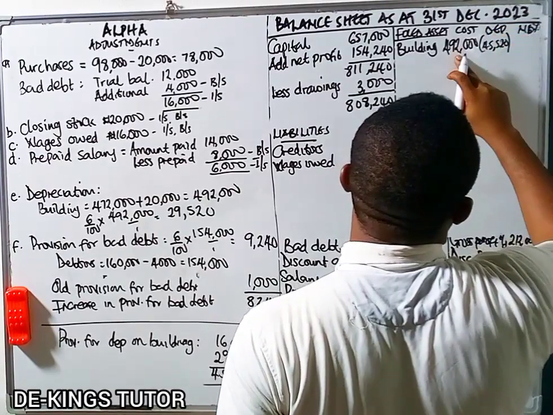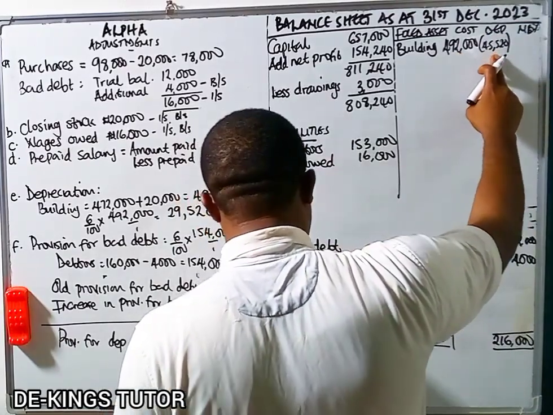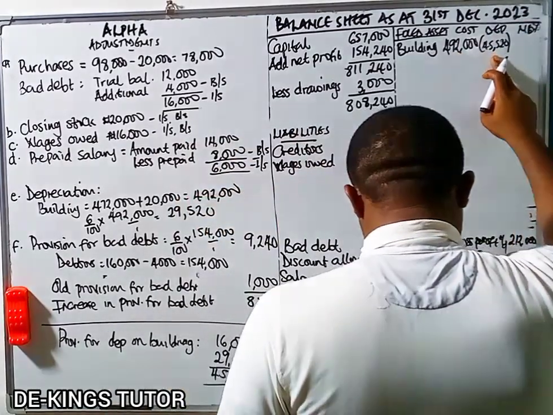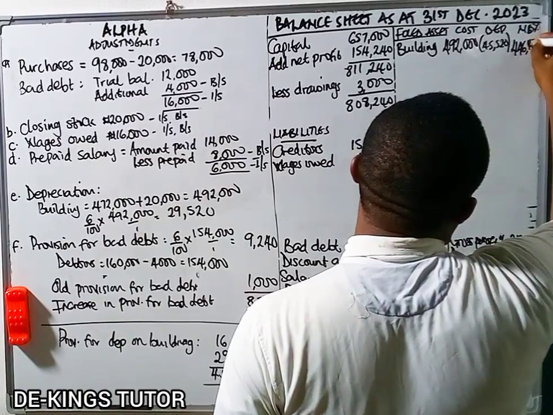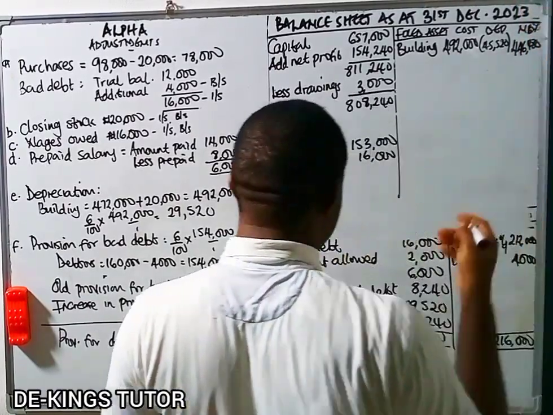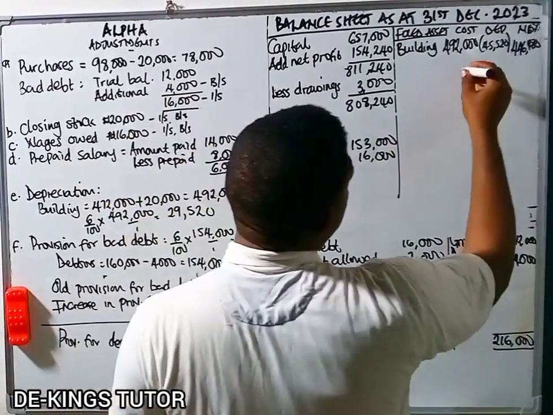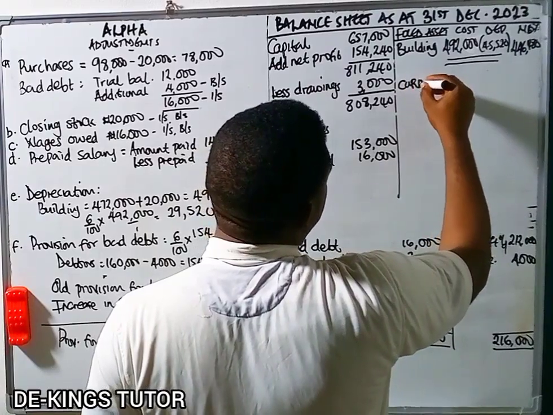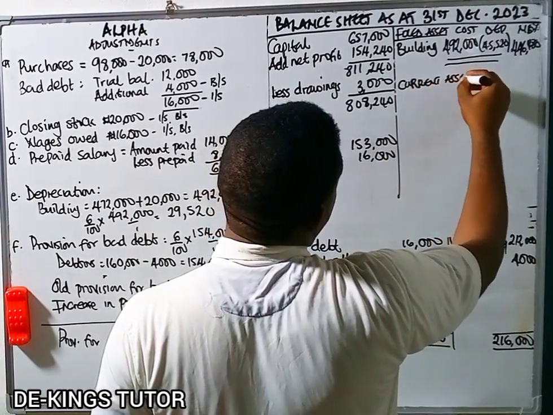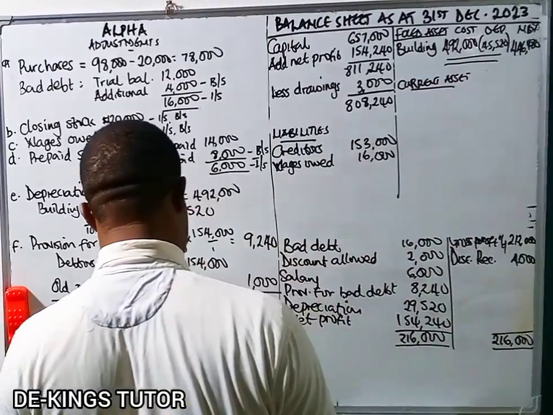So 492,000 minus 45,520 is 446,480. So that is that. If we close this to the net book value, we now have a current asset. So what's our current asset?